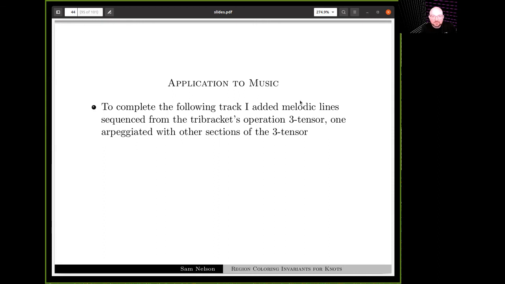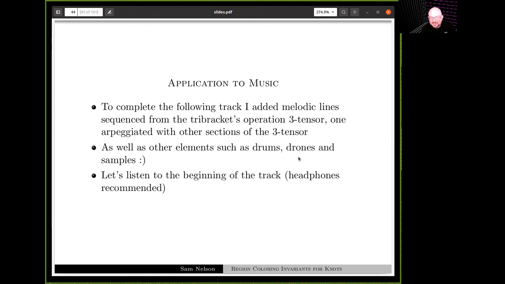To complete the rest of the track, I add melodic lines sequenced from, in this case, the tri-bracket operation three tensor. There are two of those, and then there's another one that comes from one line in the three tensor that's being arpeggiated with another section of that three tensor. And to complete the track, you need not just melodies, so I also added some drums and a drone track, as well as some samples to make it interesting.